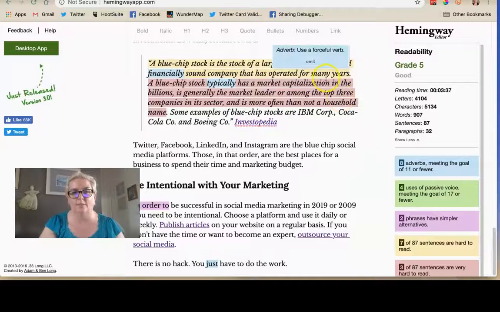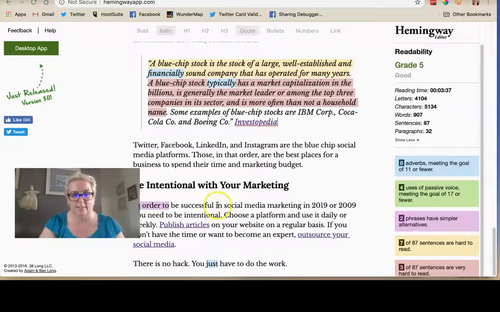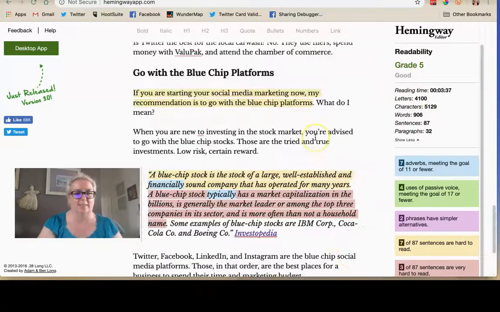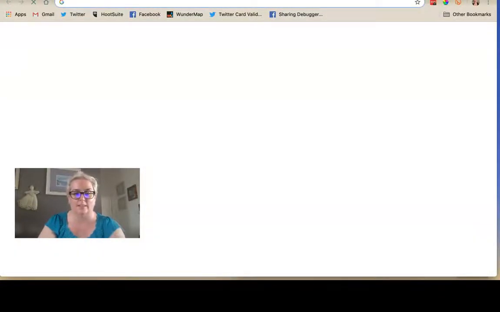Where's that really hard? So the really hard, what I don't change is anything that's in a quote. So I'm not changing that. Replace or omit in order to be successful in social media, right? They don't like when I say just. Be bold, don't hedge. You have to do the work. So if I just take out just, then it's better, right? Now we're at an easier reading time. This is still good, but it's just super easy to make something difficult to read, right?